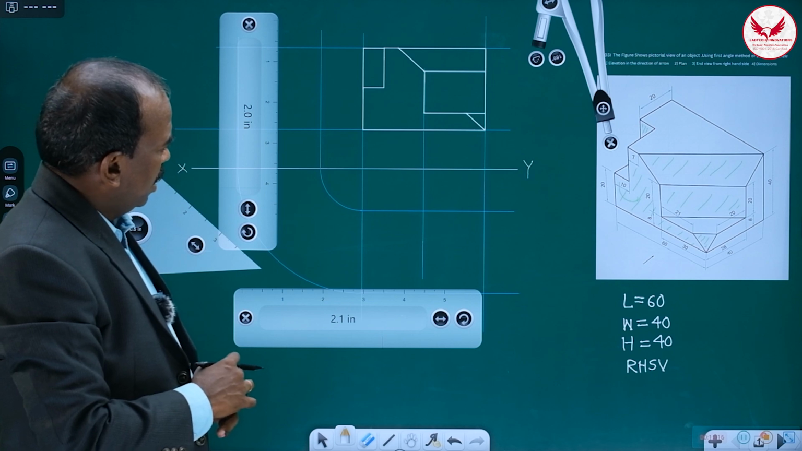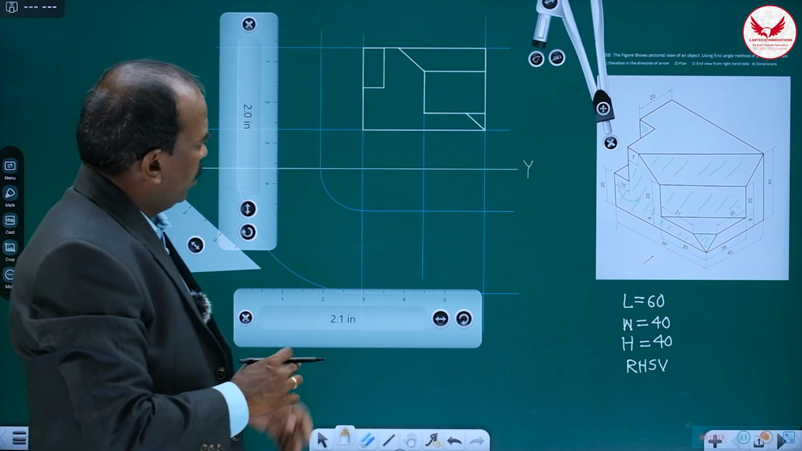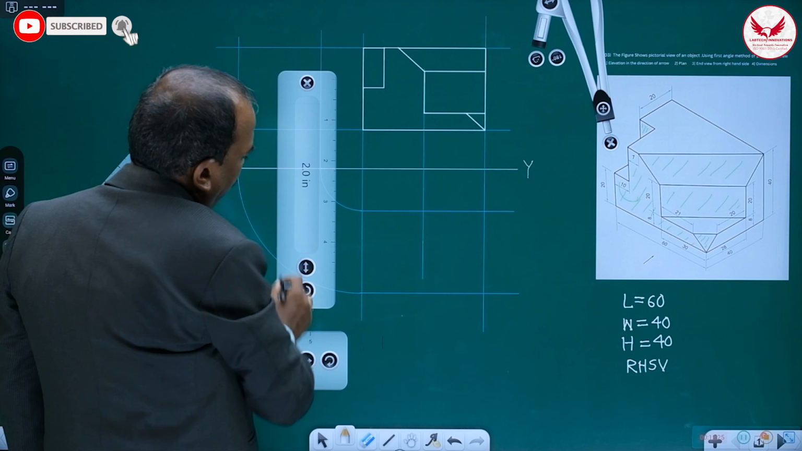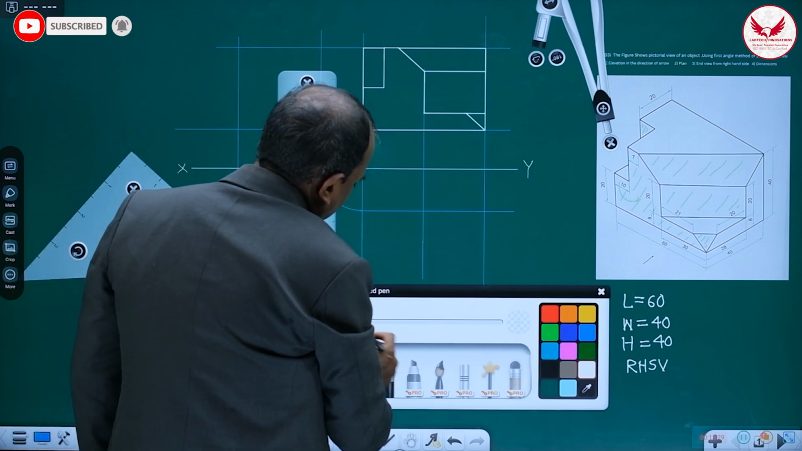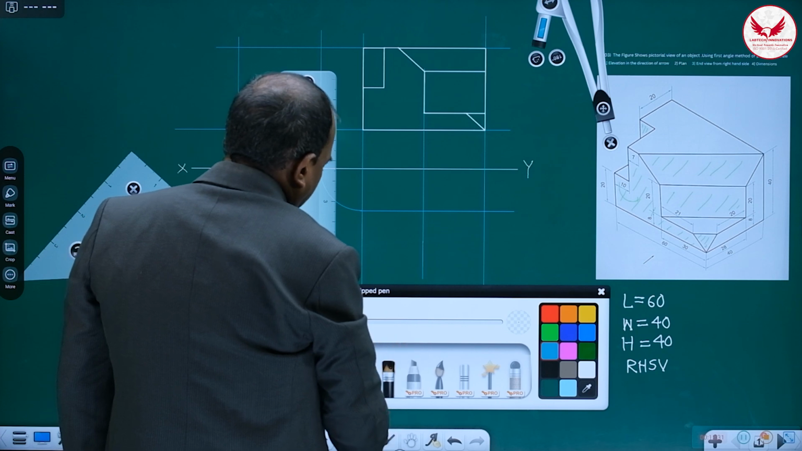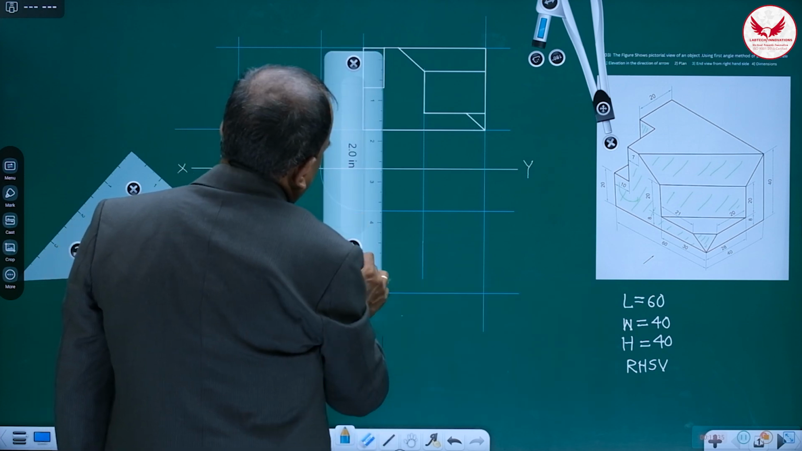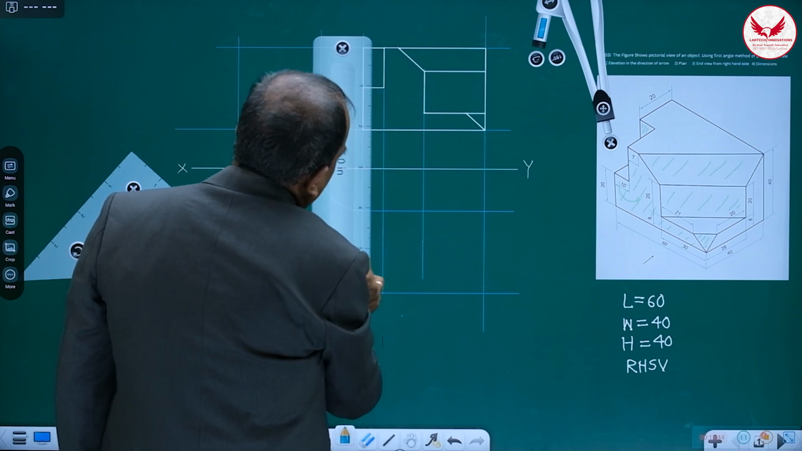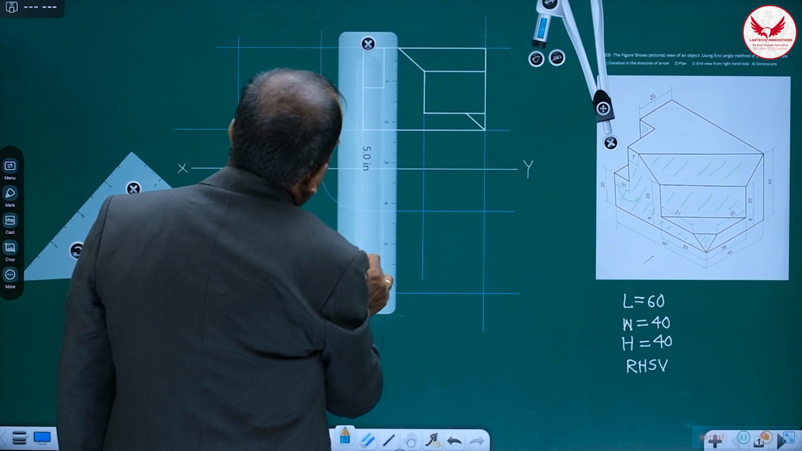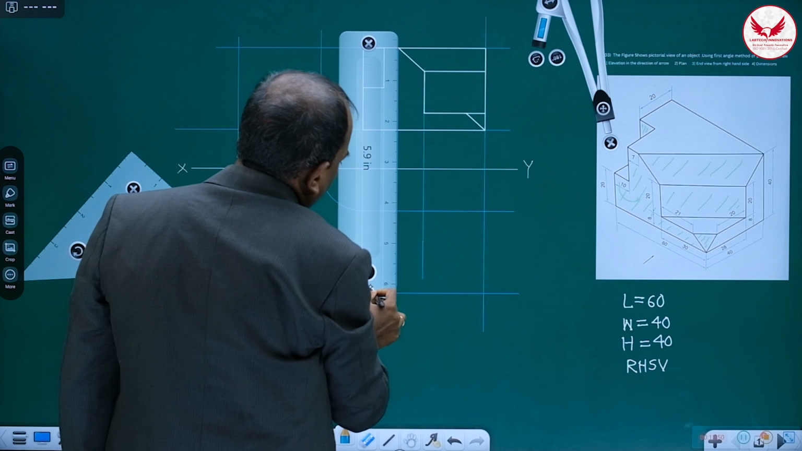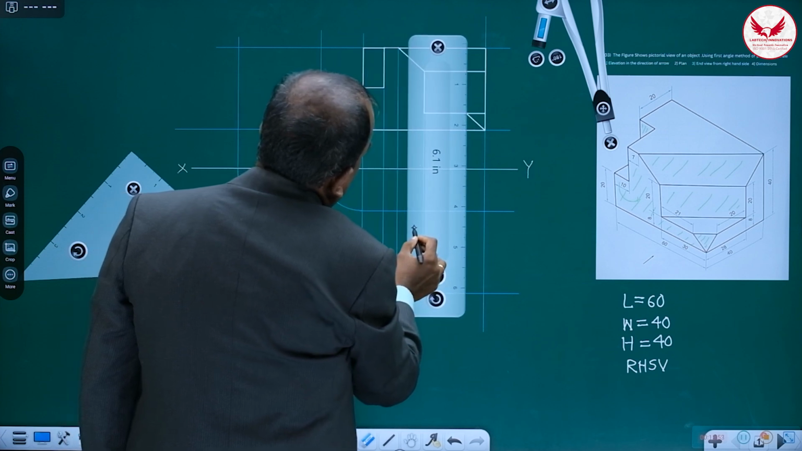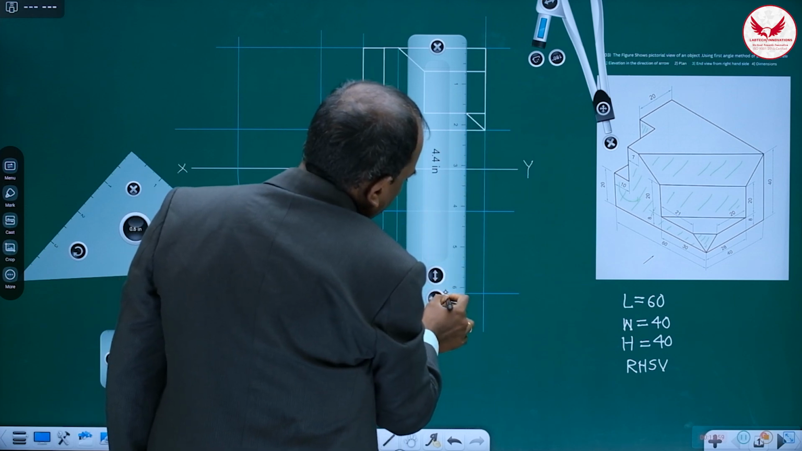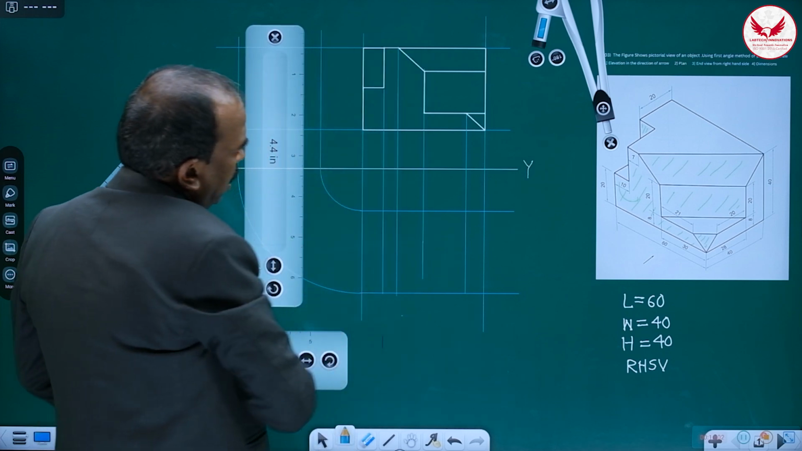Then for drawing the top view, what can we do? I'll suggest that whatever vertical lines are there, shift those lines into the top view. So this edge will be useful. Then here there is a corner, that also you can transfer. Transferring anything from front view to top view is not difficult. Wherever the corner is, from that also you can transfer to the top view.